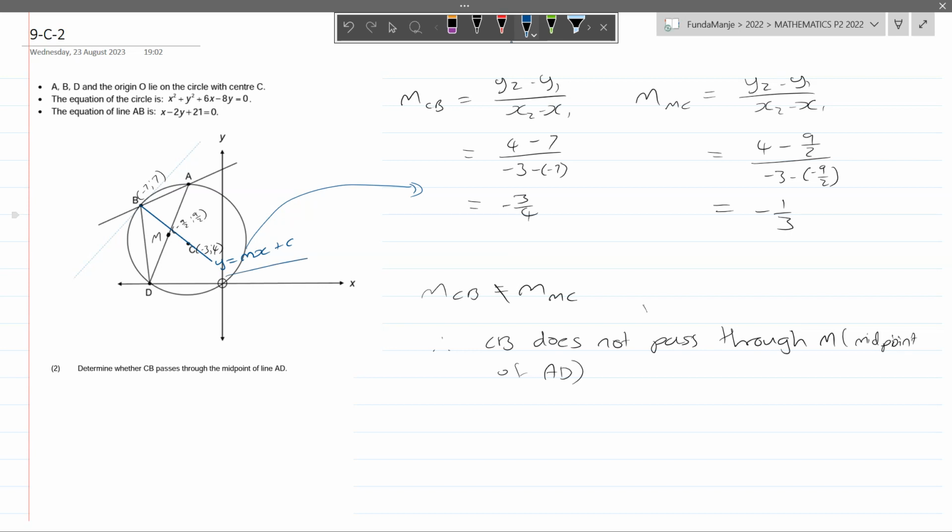Then what you will do is substitute x as minus 9 over 2. If the y that you get is not positive 9 over 2, that means M does not lie on that line. And therefore you will have proved that CB does not pass through the midpoint of AD.